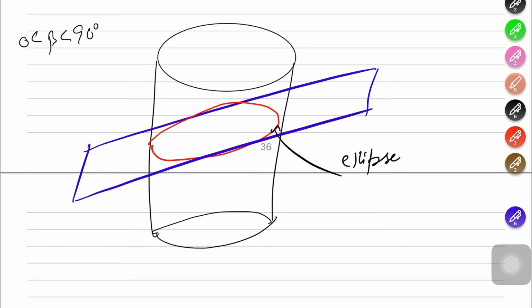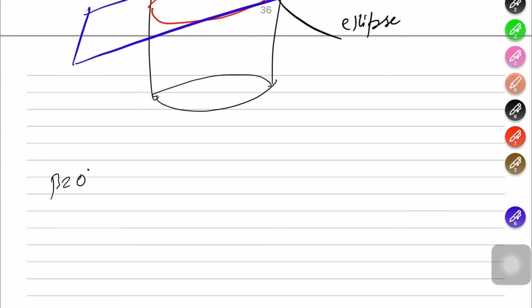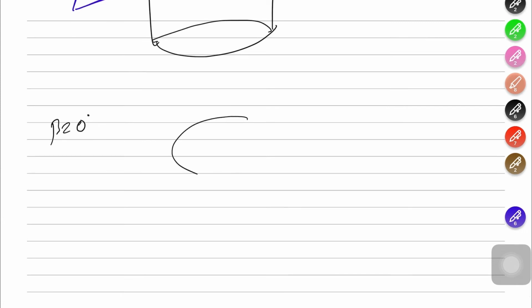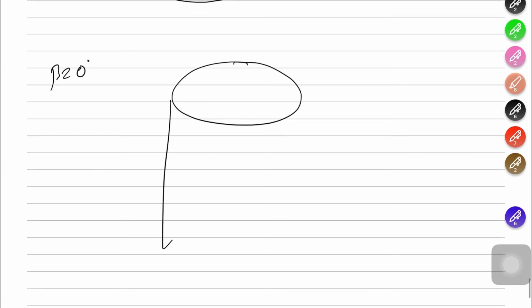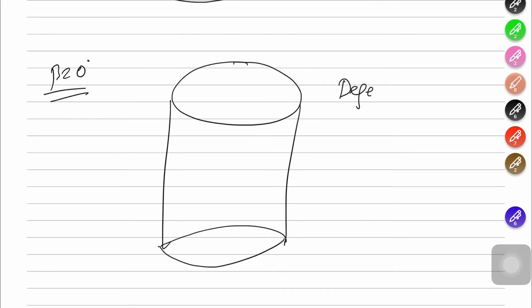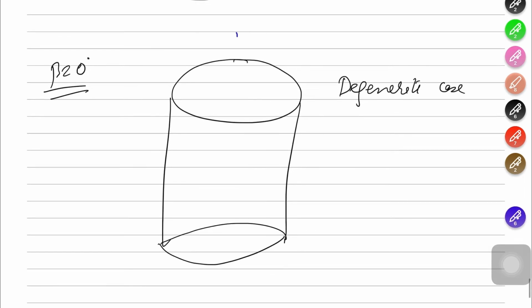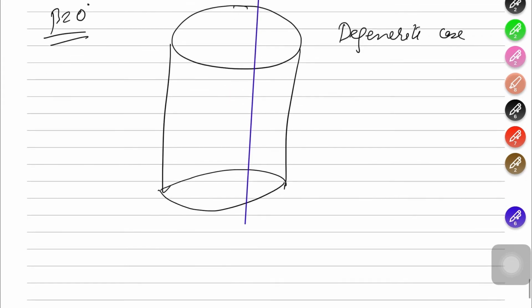And if beta is 0°, it's basically a degenerate case. In this case the plane is like this, anywhere, and we get a straight line.